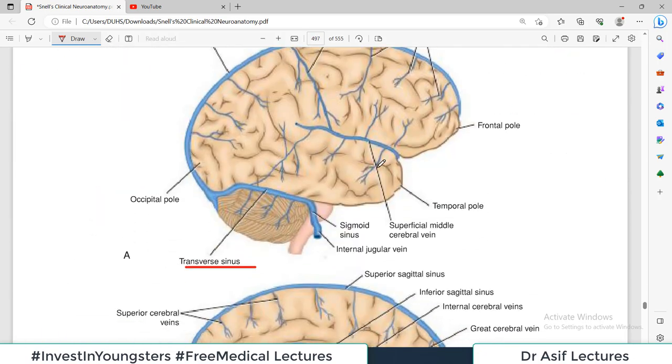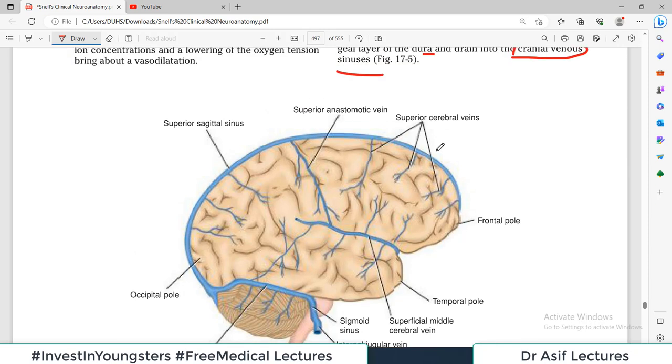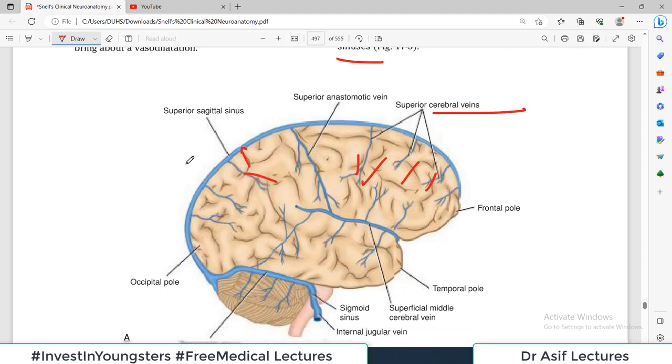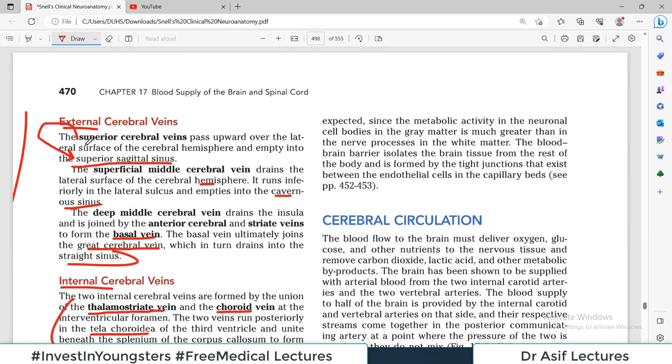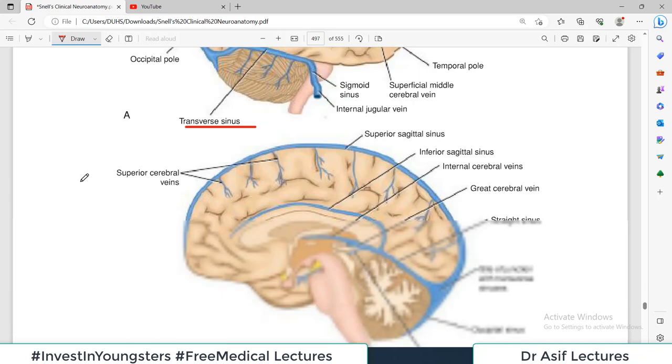Also these diagrams will help you. For example, this is the lateral surface of the brain, and these are the superior cerebral veins on the lateral surface. These superior cerebral veins drain ultimately into the superior sagittal sinus. Here the name is written: superior cerebral veins, they ultimately drain into the superior sagittal sinus and they are present over the lateral surface of the cerebral hemisphere. If you keep looking at the diagram and read the text, it will make sense. They drain directly into the superior sagittal sinus.